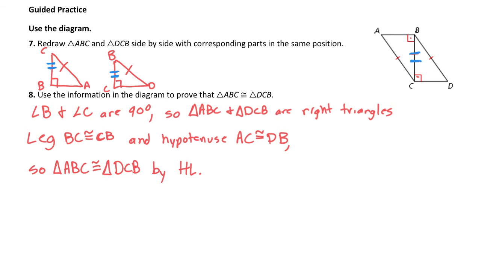So the way I explain this is angle B and angle C are 90 degrees because we have that marking for 90 degrees. So that means that these triangles are right triangles. That's the first part of defining hypotenuse leg. And then it's saying leg BC is congruent to leg CB. Those legs are congruent to each other, and each hypotenuse, AC and DB, are congruent to each other. So we can say that those triangles are congruent by hypotenuse leg. So we've got to define that they're right triangles, define the hypotenuse, define the leg, make sure they're congruent, then we can define they're congruent by hypotenuse leg.